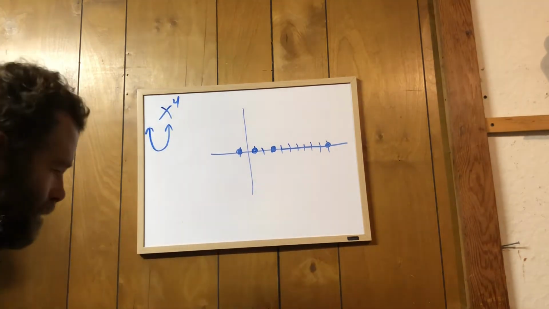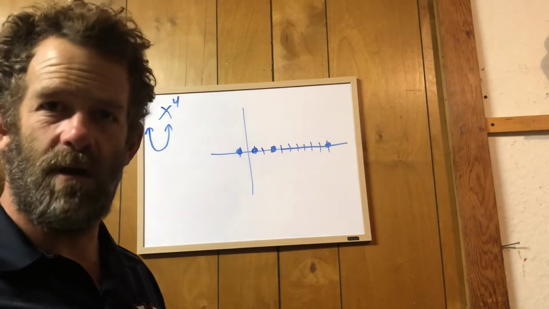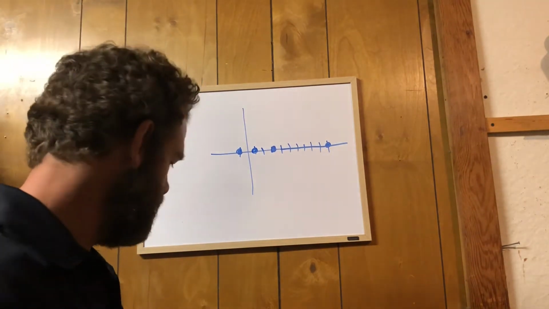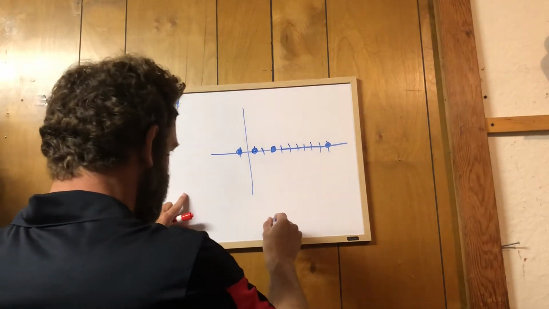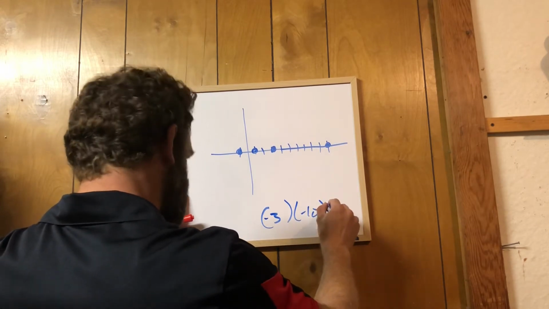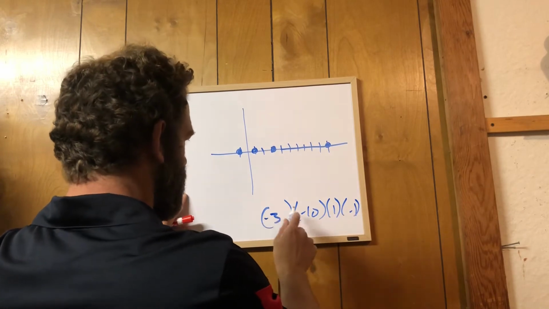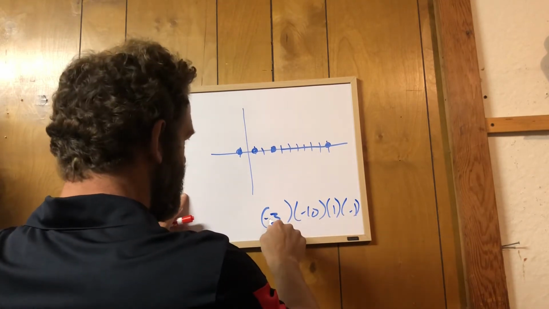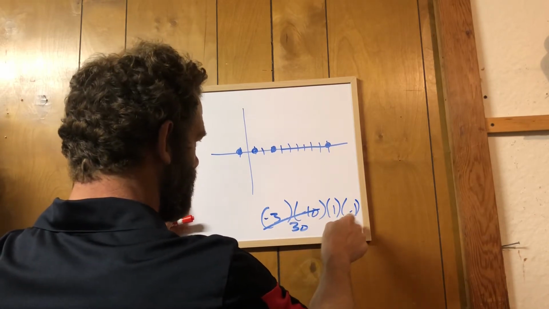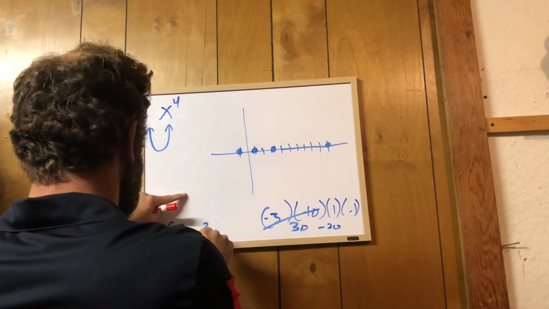Now, let's find my y-intercept. Remember, whenever you're finding a y-intercept, plug a 0 in for your x. So if I substitute a 0 in for my x, I'm going to have negative 3 times negative 10 times 1 times negative 1. Negative 3 times negative 10 is positive 30, times 1 is still 30, times negative 1 is negative 30. That's my y-intercept, 0, negative 30.